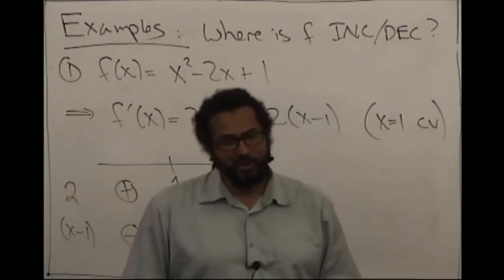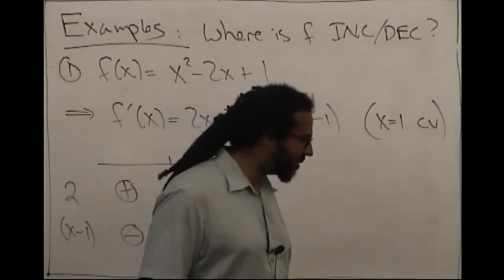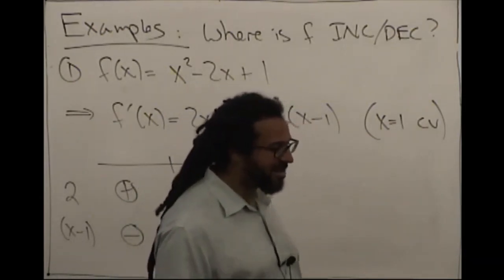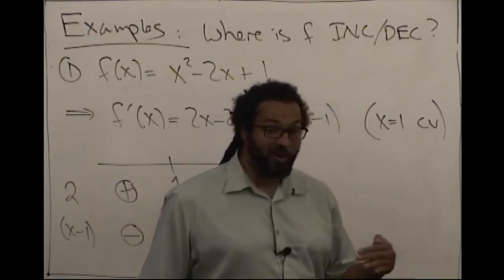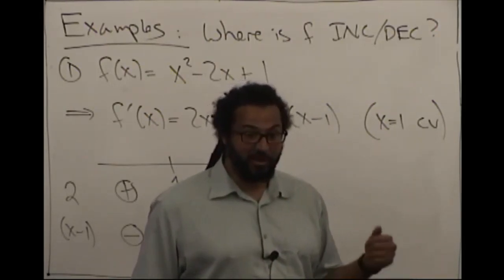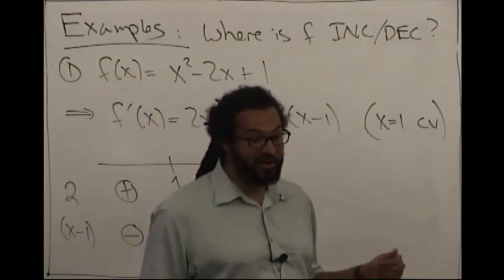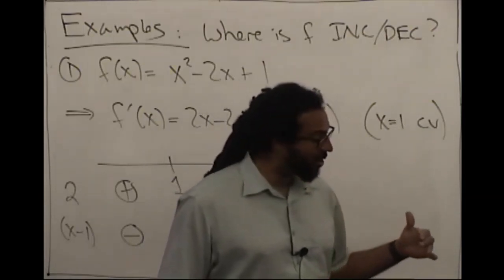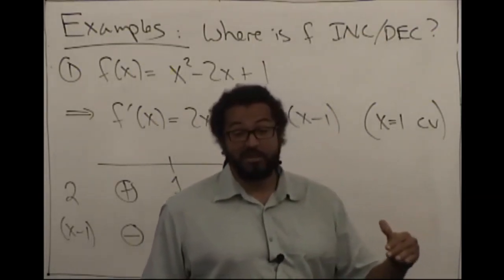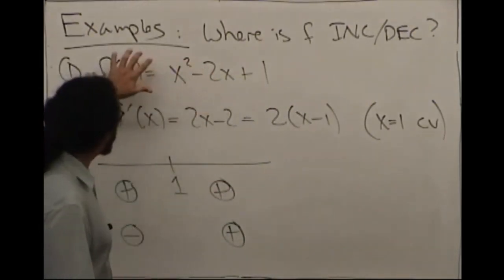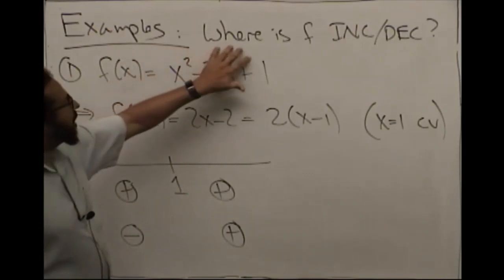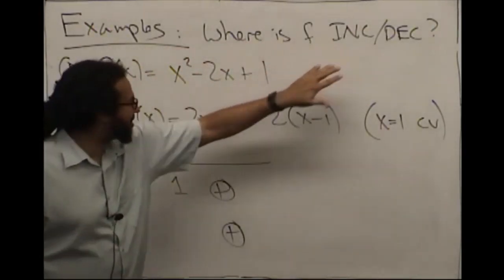Okay, let's look at a few easy examples about determining where a function is increasing and where the function is decreasing. So according to that theorem in the previous video, we'll go ahead and call that the first derivative test. We just need to see where the derivative is positive and where the derivative is negative. So here's just some examples. Where is the function increasing and where is the function decreasing?